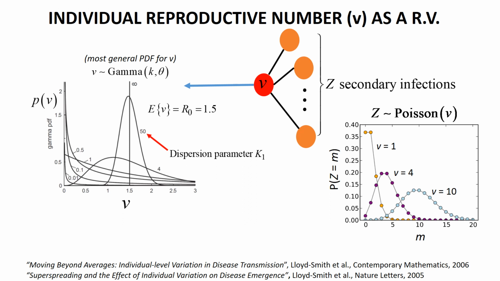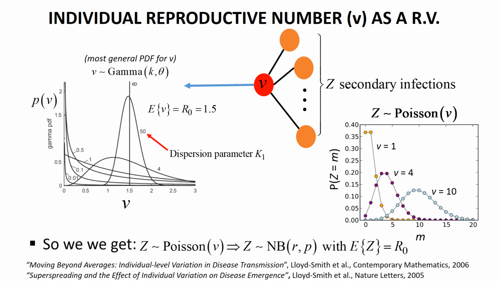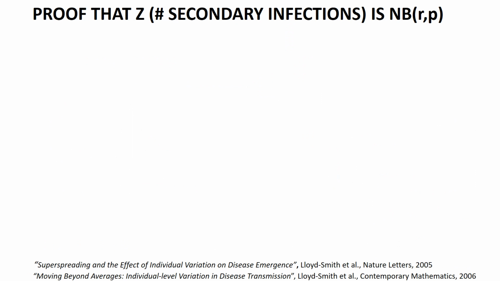Then we take Z, which is the Poisson distribution with an intensity of V. And if we do that, we find that the resulting Z, that is the number of secondary infections, is itself a negative binomial. So that's not obvious. It's not obvious where you have a parameter of the Poisson distribution, the intensity, which itself is a random variable, how do you find the resulting distribution? So let's have a quick look at that.